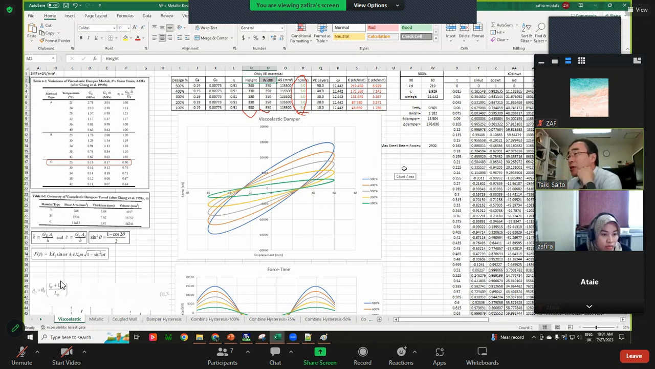How much depth of the steel plate? Depth of the steel plate, I mean, between layers.